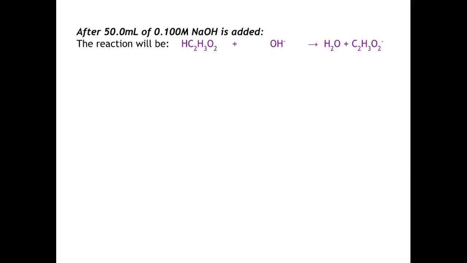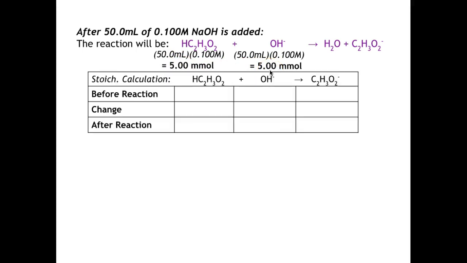So we're going to do this after 50 milliliters is added. Again, we have to do a BCA table, and to do that we need to know how many millimoles. Just like before, 50 milliliters of our acid times its molarity tells us 5 millimoles. This time we're adding 50 milliliters of NaOH, so 50 times 0.1 is 5 millimoles. Hopefully you notice that we have equal numbers of moles, so this reaction is going to go to completion. We're going to have 0 millimoles left over. All of this is going to our conjugate base, so we're going to have 5 millimoles of our conjugate base.